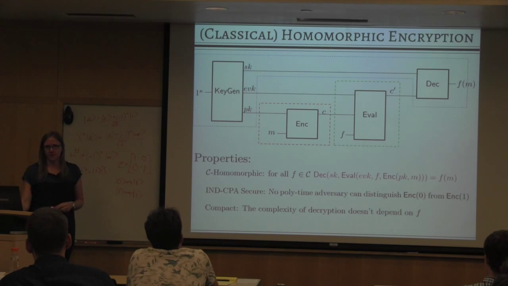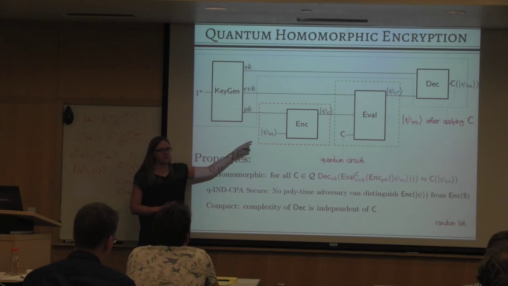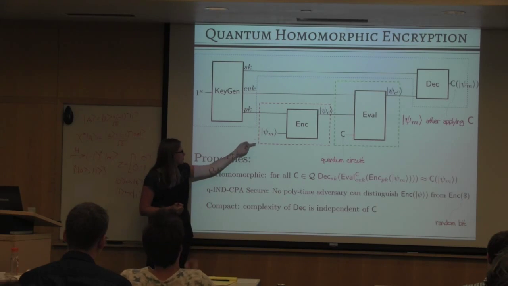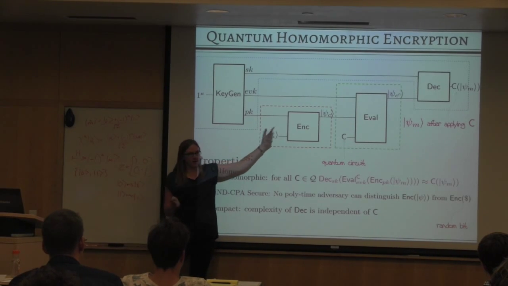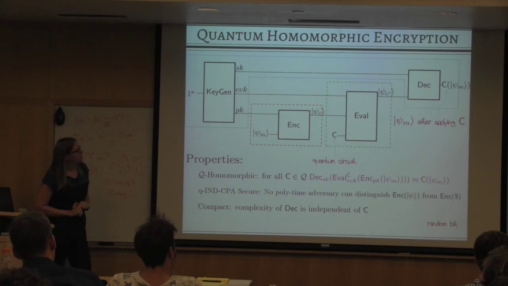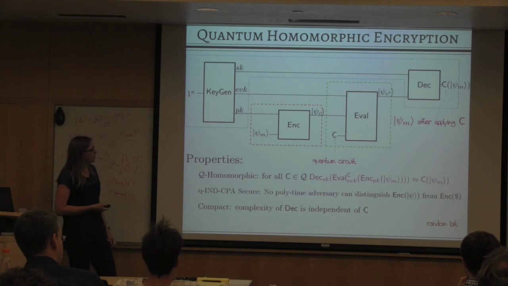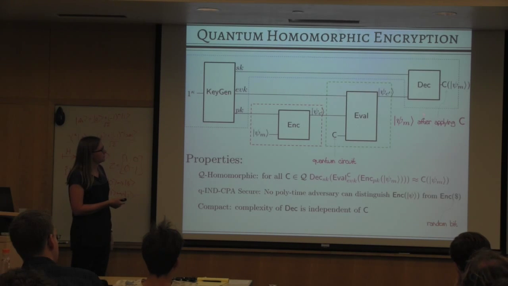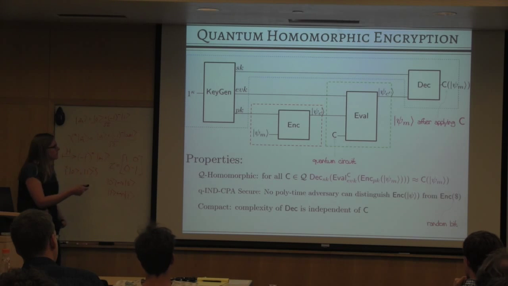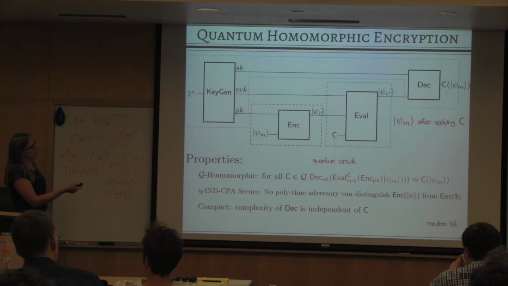Okay, so a quantum homomorphic encryption scheme is very similar. Now we're going to encrypt a quantum state, which we denote |M⟩, and the ciphertext, the output of encryption, is necessarily going to be a quantum state. We also want to evaluate a quantum circuit, and what we hope is that after decryption, what we get is the result of applying C to the message |M⟩. So the only real differences here are that we now encrypt a quantum state, and we now allow a quantum circuit to be evaluated.